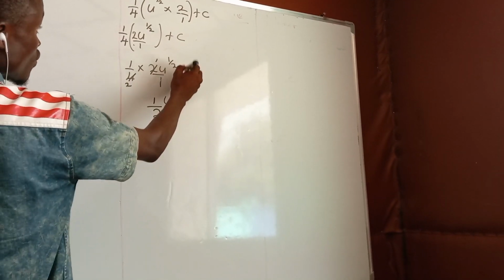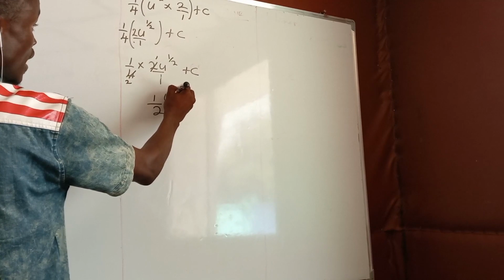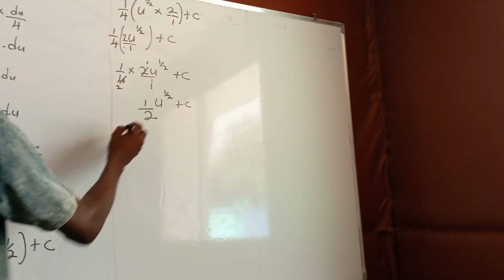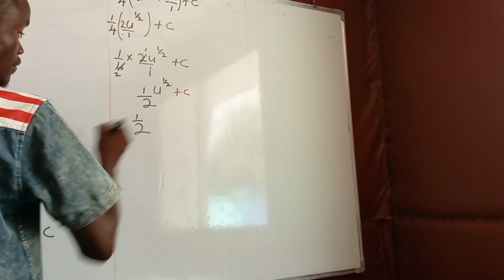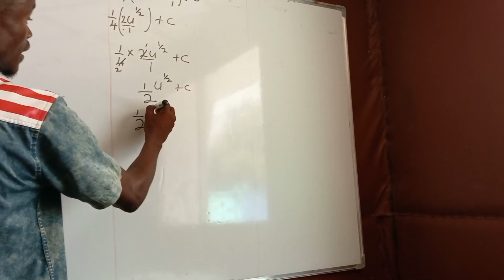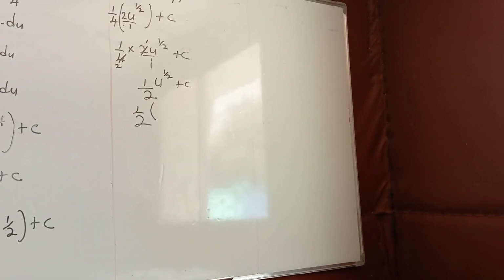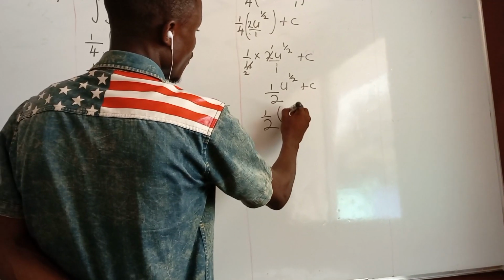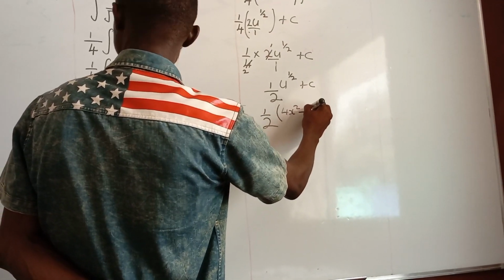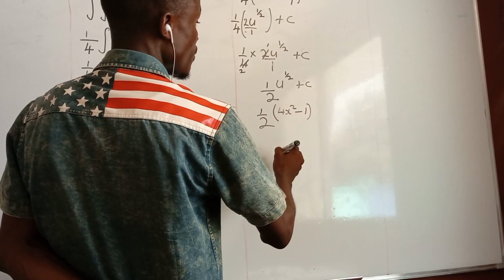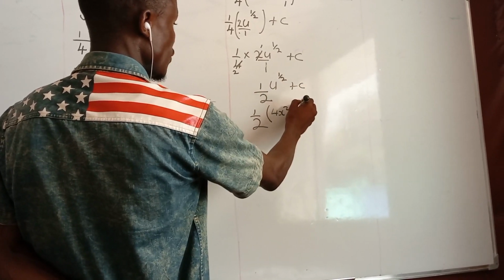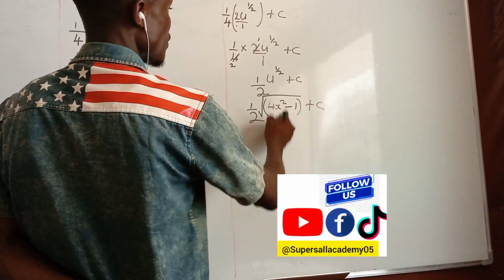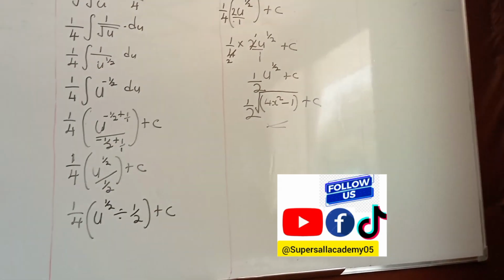So you don't forget to write the C. So half u raised to the power half plus C, right? So 1 upon 2, bracket open, before we let that, u should be equal to 4x squared minus 1, but it should be in a square root. So you write it in a square root plus C, because of this half. So this is the integral of this problem.